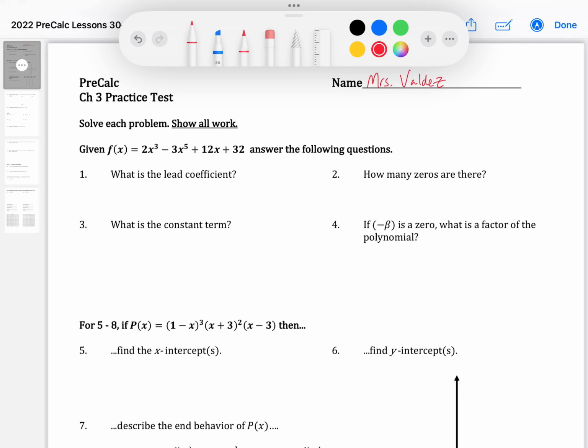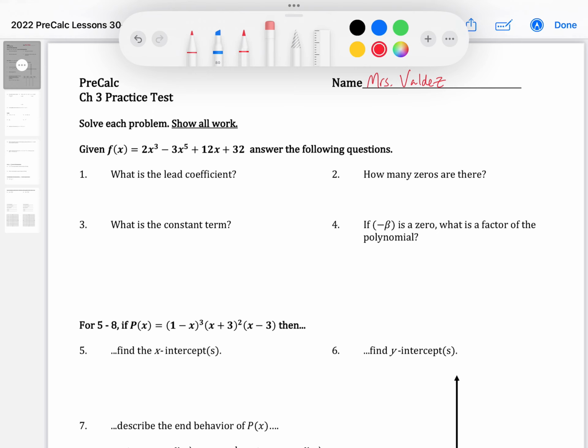So this first one has this function that's given, f of x, and it's going to be used to answer number 1 through 4. Number 1 just says what is the lead coefficient. So the lead coefficient is just the number in front of the term actually with the highest power. So this one is actually a little tricky. As you notice, it almost got me there.